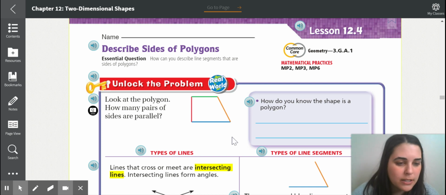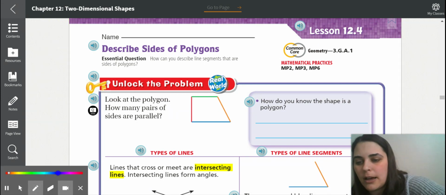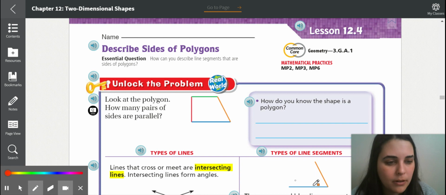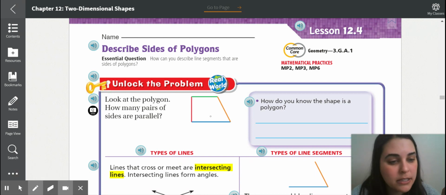Today we are going to start on lesson 12.4. So make sure you have your books out and ready to start on lesson 12.4. Today's lesson is called Describe Sides of Polygons.